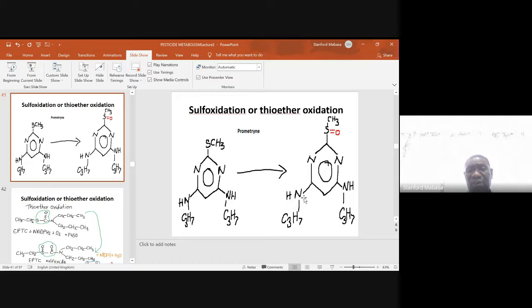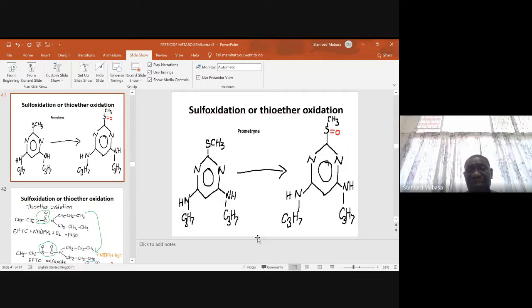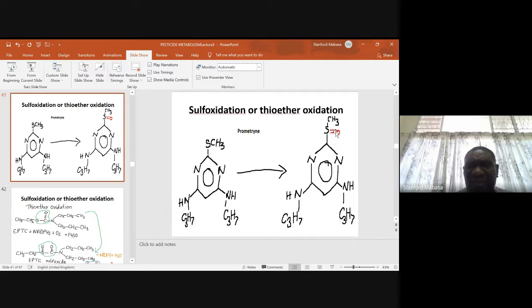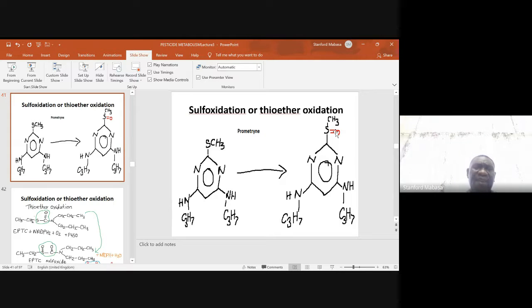Here we have prometryn, which is the herbicide with this structure. What we are worried about is where we get S. If we add oxygen to the S, then we have deactivated prometryn. It's no longer an active herbicide through that process of sulfoxidation. And by the way, such a process can be catalyzed by cytochrome P450.